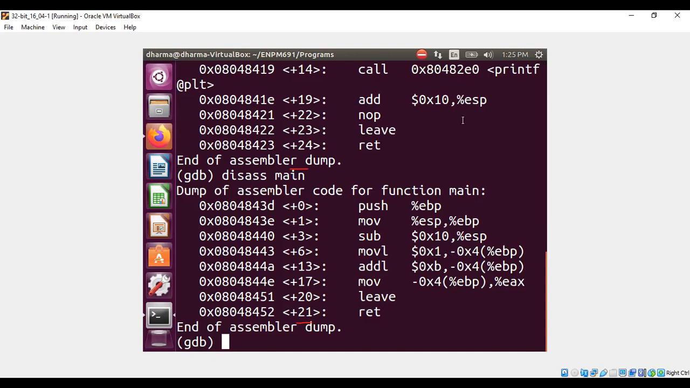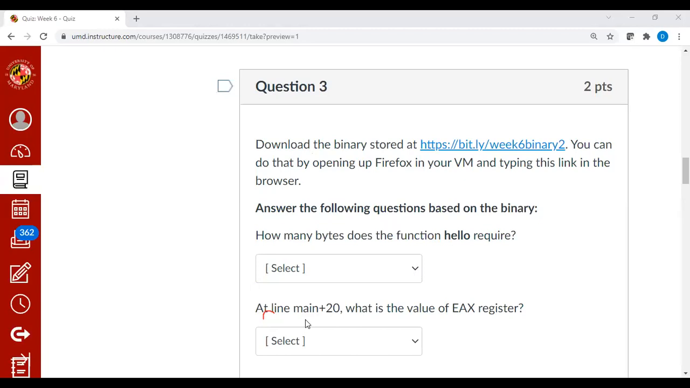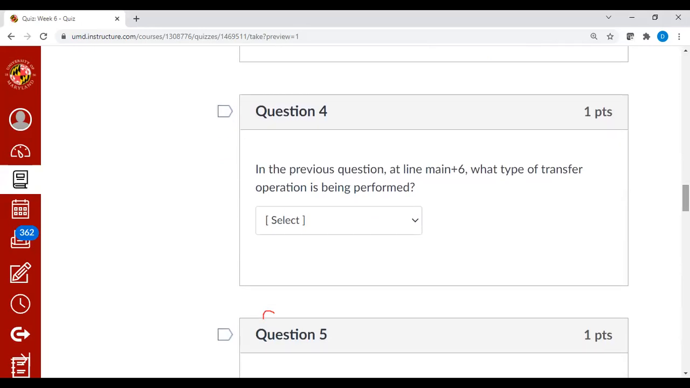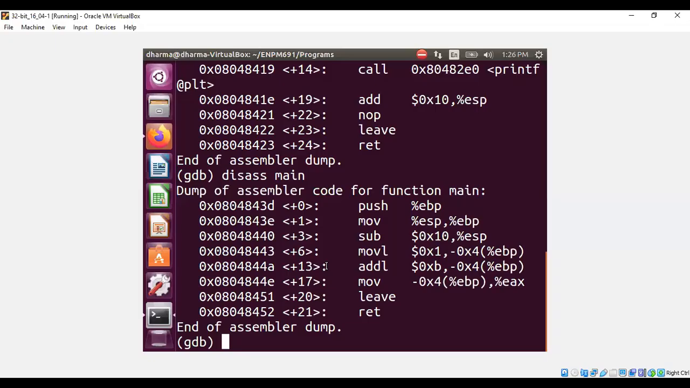All right, let's go back to the share. So here, 25, and here it's 12. That's it. In the previous question at line main plus 6, what type of data transfer is performed? Main plus 6 is basically immediate. You transfer it to memory. So immediate to memory is the transfer.